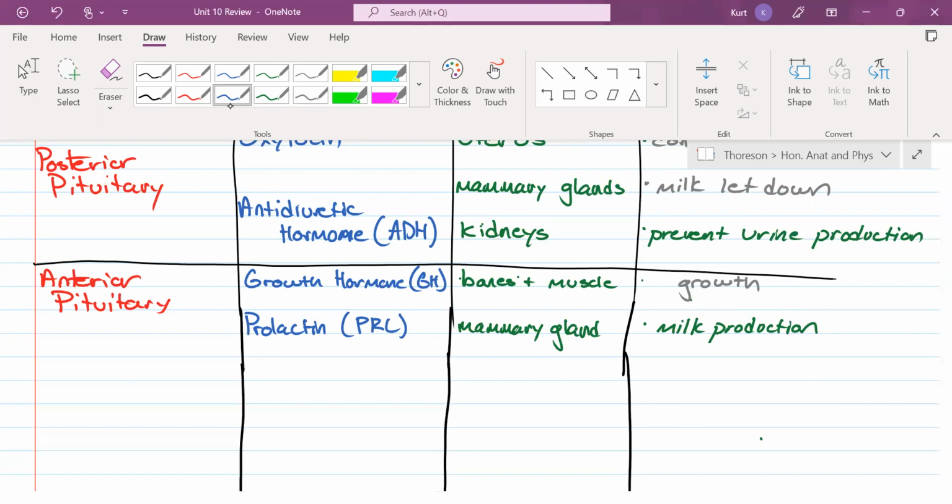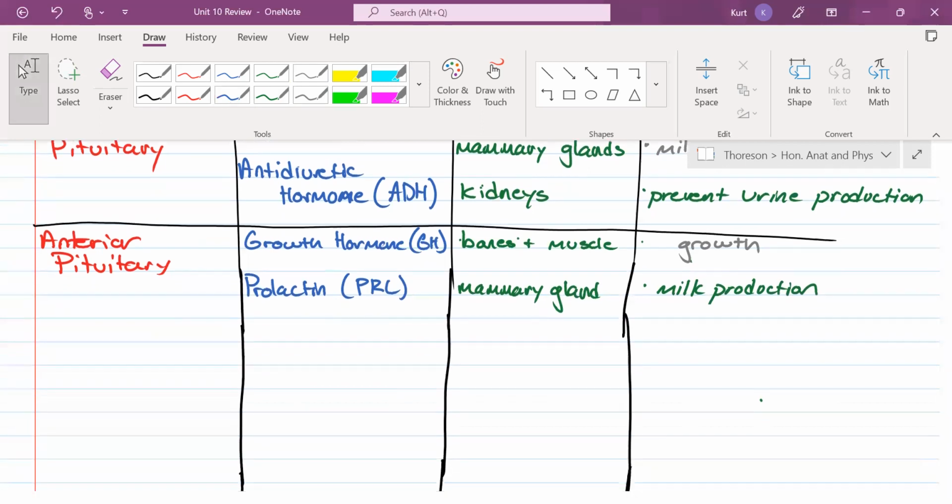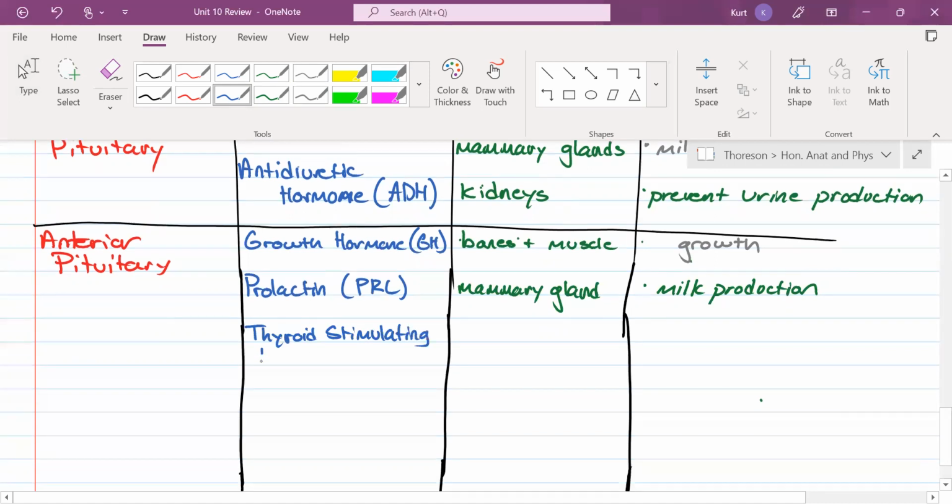Okay, the next 4 are tropic hormones. That means that they instruct other glands what to do. We have thyroid stimulating hormone. Thyroid stimulating hormone is, what's it going to target? It's pretty simple. And what does it cause the thyroid to do? Produce thyroid hormones.